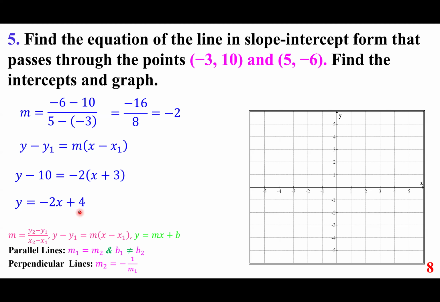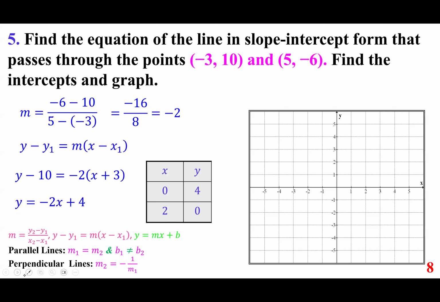So obviously 4 is the y-intercept, meaning 0, 4. And if you set this one equal to 0, you get 2. That's the x-intercept. So if I say 0 equals minus 2x plus 4, I get this. So I can plot the pairs 0, 4 and 2, 0, and connect them.